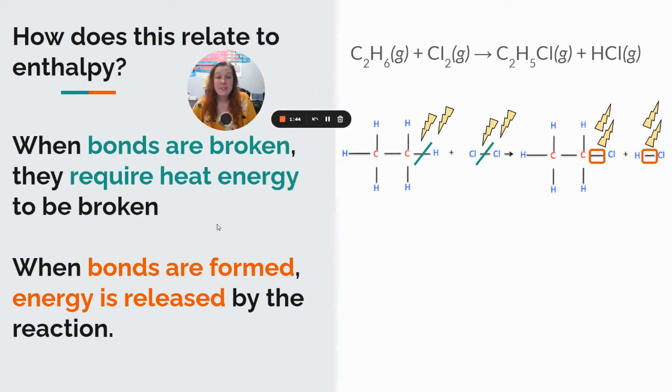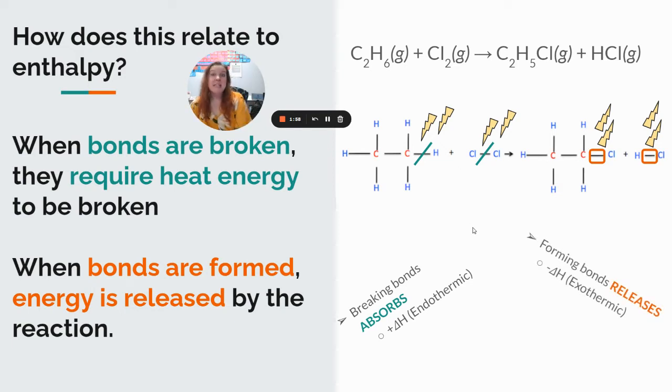So we can safely say that breaking bonds is absorbing energy. So it's an endothermic reaction because we've got this energy that is entering the system. It needs energy to break those bonds. And that forming bonds is exothermic, meaning that it releases energy or energy exits the system.